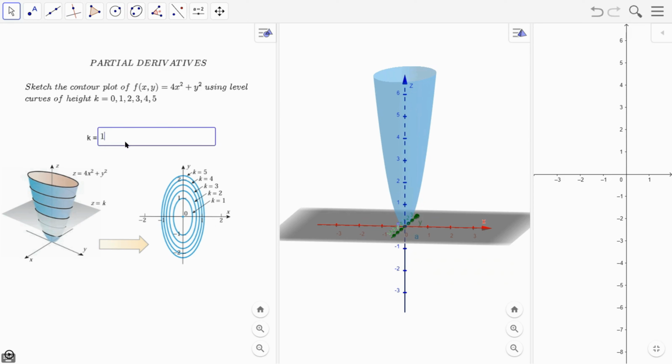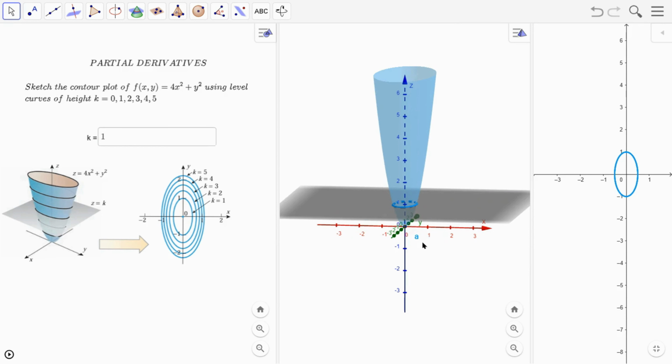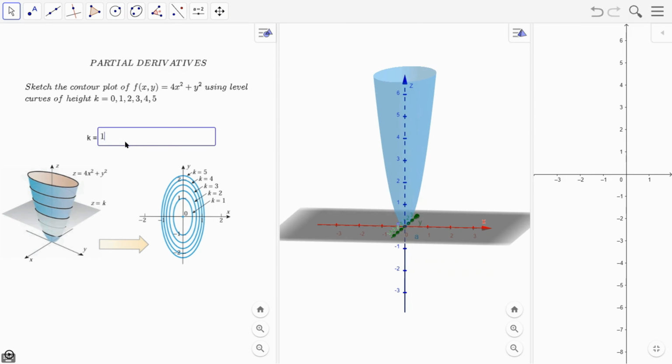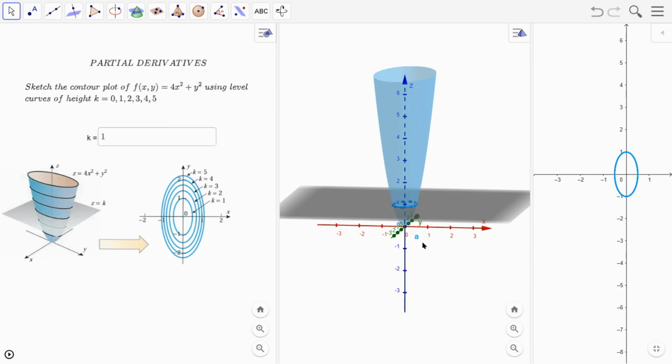Now, let's move to k equals 1. This tells us the ellipse crosses the x-axis at plus and minus 1/2, and it crosses the y-axis at plus and minus 1. So, we can sketch a narrow, vertical ellipse.